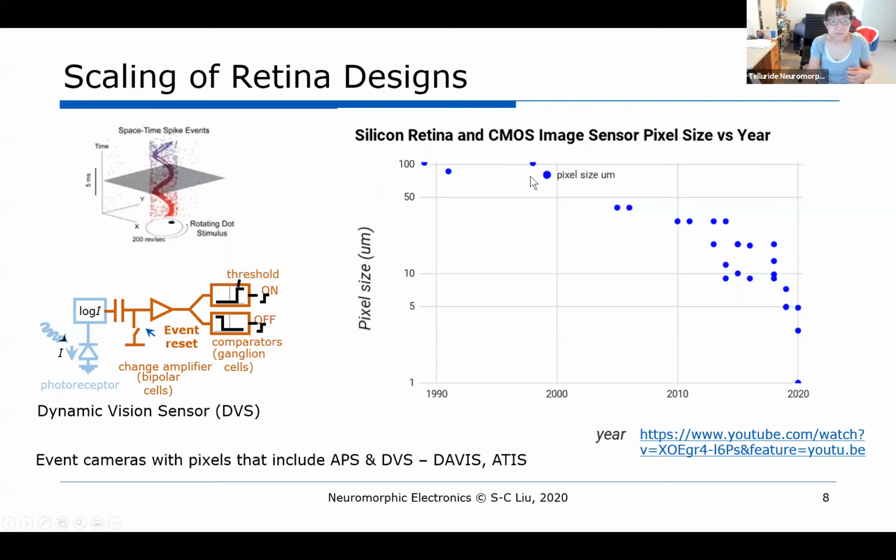And so you see a bunch of dots over here. This indicates how CMOS scaling has helped to reduce the size of the pixel. The smallest silicon retina pixel is actually around here, around 5 microns, whereas the pixel size in your smartphone camera CMOS is around 1 micron. So it gives you an idea of the difference in pixel size between these two kinds of sensors.